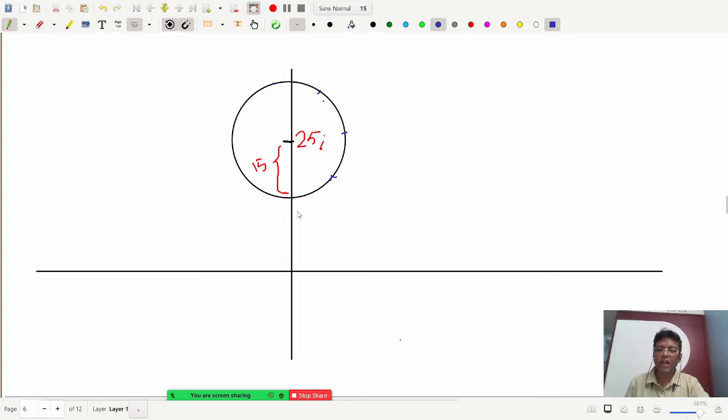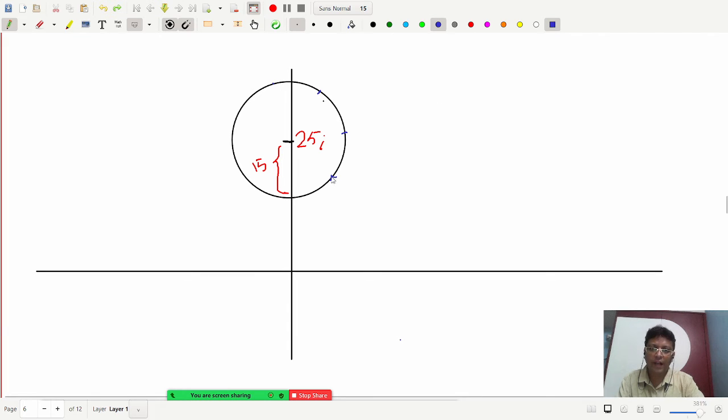So Z is any point on the circumference of the circle. So what is the minimum and what is the maximum? Look at that. The argument of Z is tangential to the circle, tangent to the circle. Okay, so look at that.